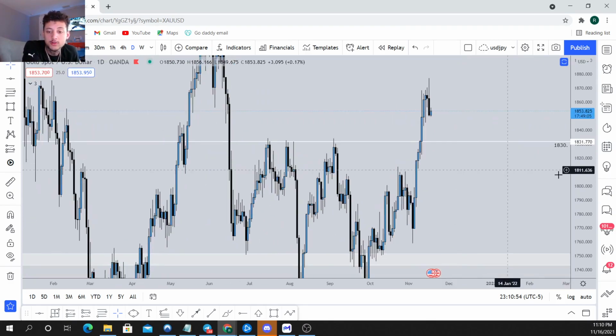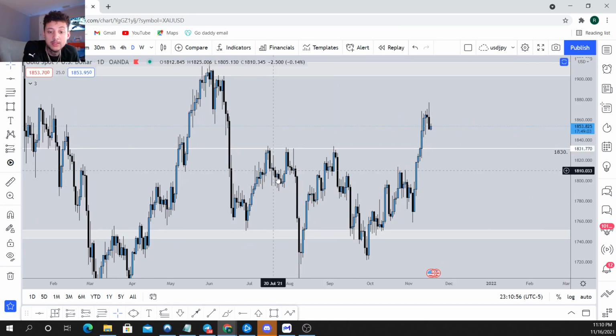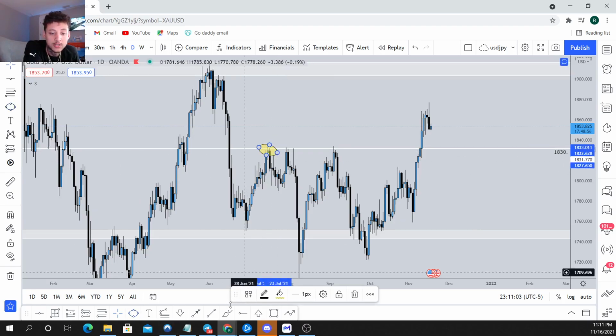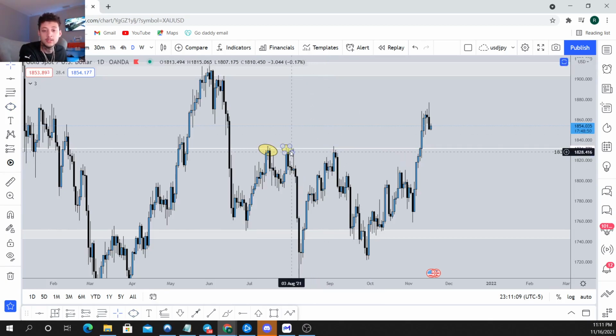This is the first one I'm going to do, because look at what happened every time price came to this, or the market came to this price. Rejection, rejection, rejection. We know that this is a level of demand, a level of supply.